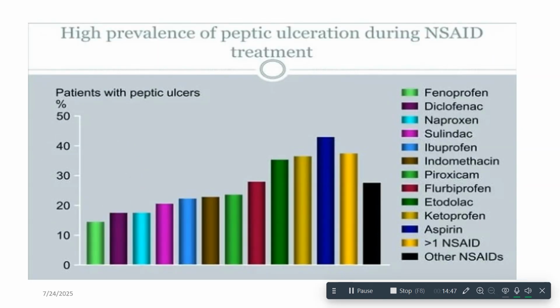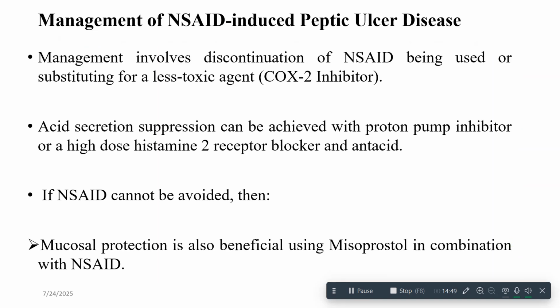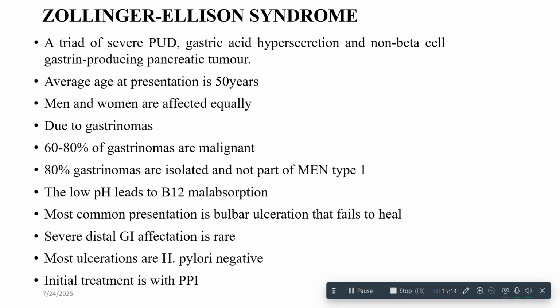Then the management of NSAID-related ulcer involves discontinuation of the NSAID being used, with substitution of a less toxic agent like a COX-2 inhibitor. Acid secretion suppression can be achieved with a proton pump inhibitor or a high dose histamine H2 receptor blocker, and/or an antacid. If the NSAID cannot be avoided, then mucosal protection is beneficial using misoprostol in combination with the NSAID.